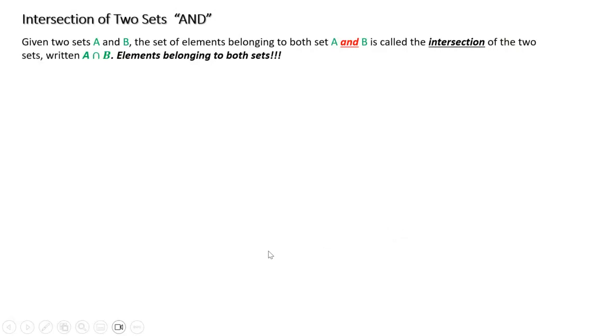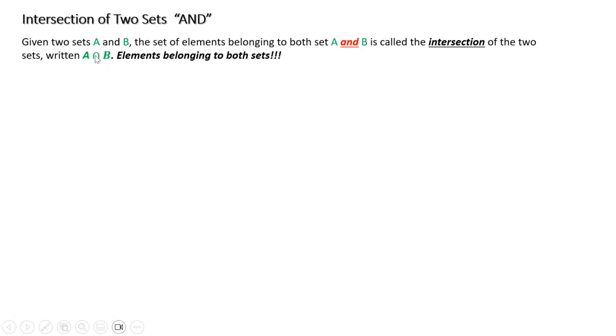Okay, now, here comes intersection of two sets. That intersection has another word, right? It means and. And means intersection. Given two sets, A and B, the set of elements belonging to both sets, A and B, is called the intersection of the two sets. And this is a notation. A, that symbol means intersection, like the upside down U.